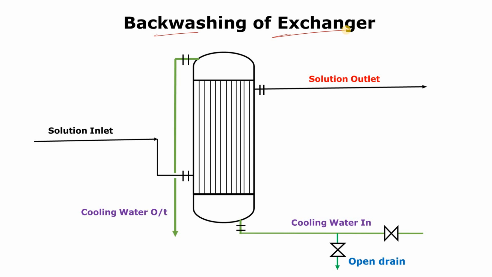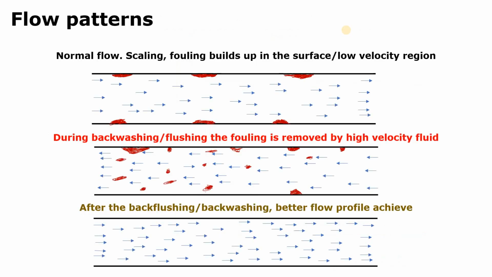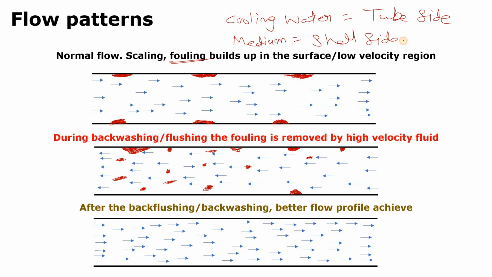Normally, in the normal operation of the plant, scaling forms or fouling builds up on the surface of the tube side. Here we are considering that the cooling medium, the cooling water, is on the tube side, and your medium or process fluid is going towards the shell side, right? Normal operation means the flow is going from left to right, and there is cooling water flowing.